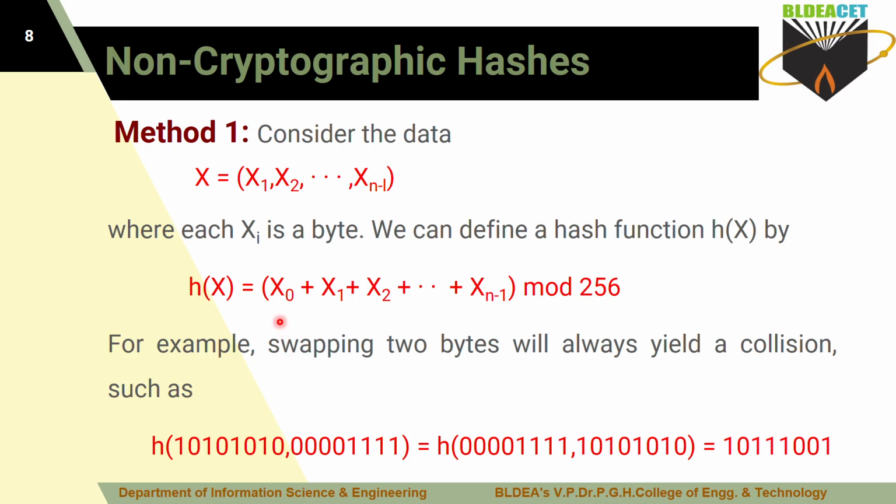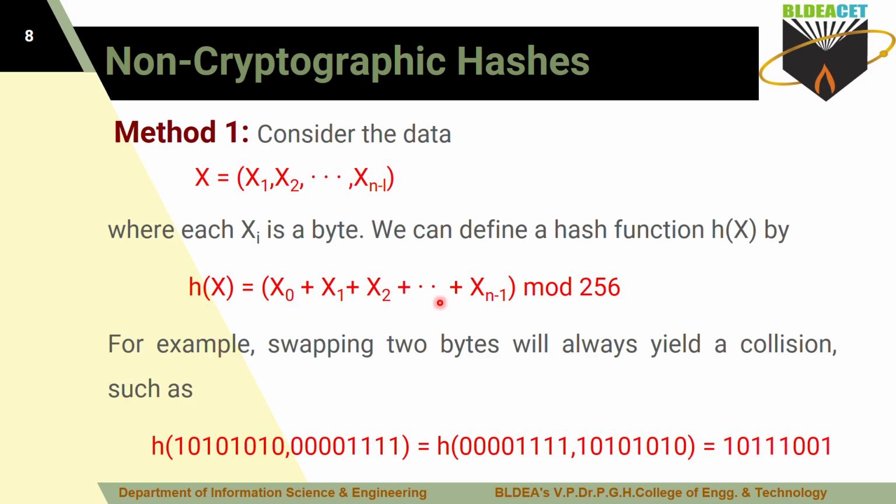So you may have the question, what exactly does the hash function do? It performs some operation. The message or data is divided into bytes, and each individual byte you are storing as x0, x1, and so on. All those bytes, that binary data, you are adding here.